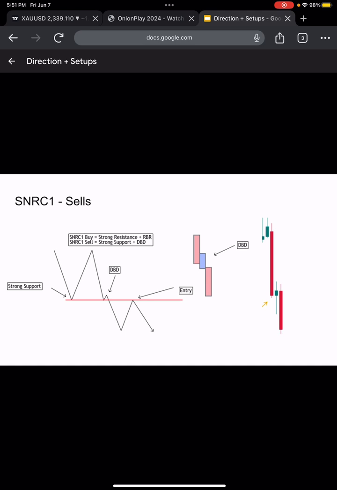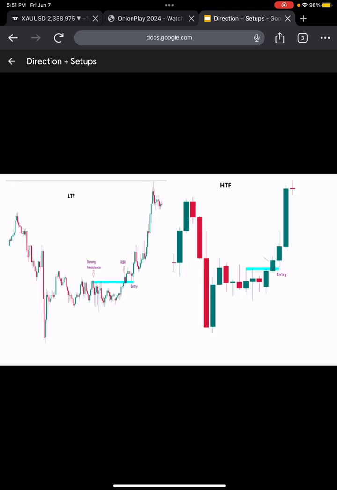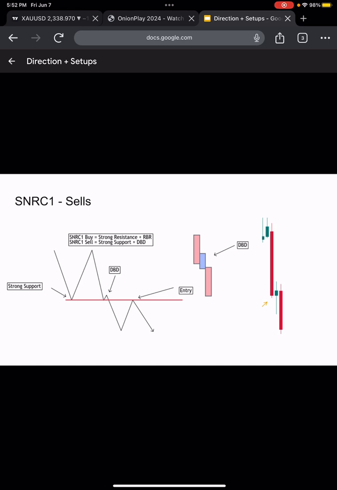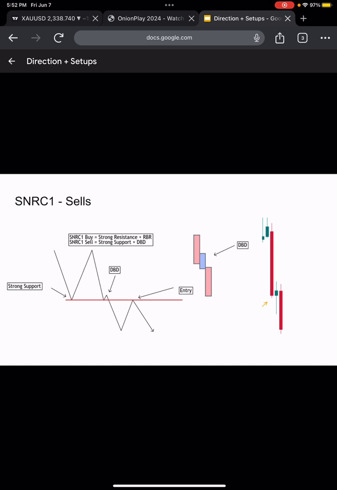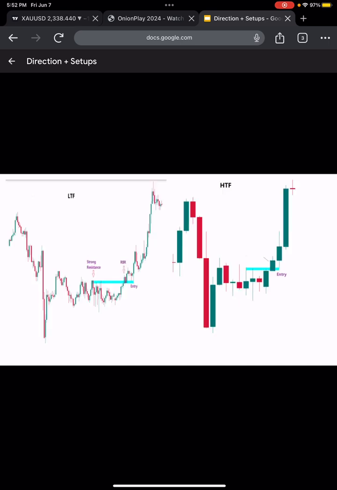For sells, it's just the opposite. That's supposed to say strong resistance. Sorry about that. Strong support gets broken with a drop-based drop in the same level. So that's what it looks like. I'm going to show you some examples.